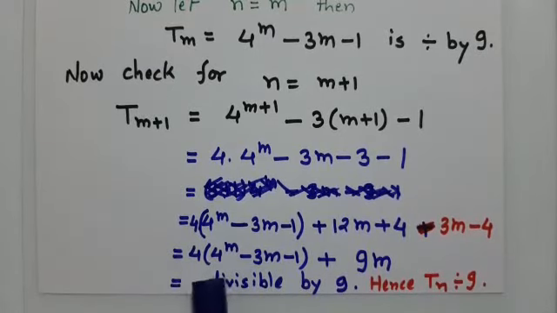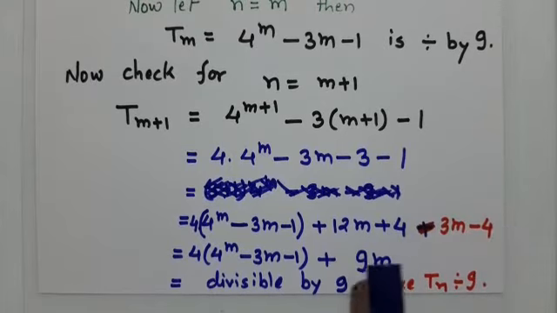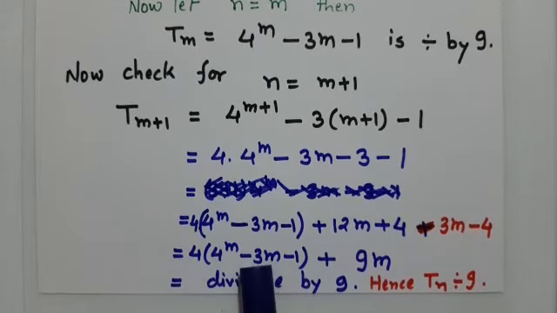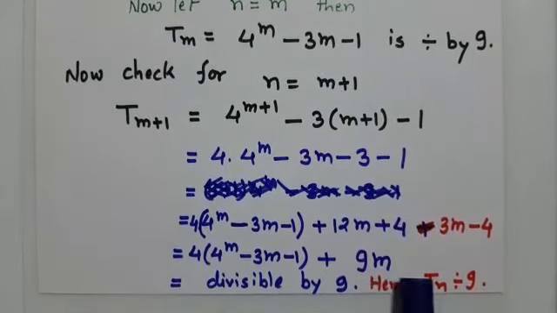Now this as it is, plus solve these all, 4 and 4 cancel out, 12 minus 3, that is 9m. This term is divisible by 9, we have already seen here. And this 9m is also divisible by 9. It means this complete term is divisible by 9. Hence, Tn is divisible by 9.